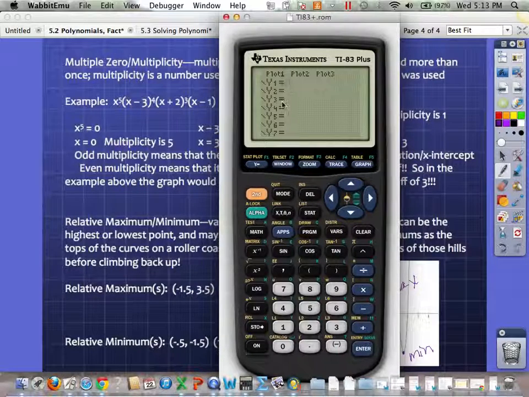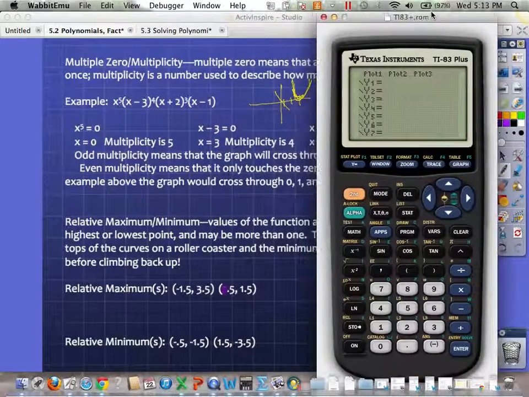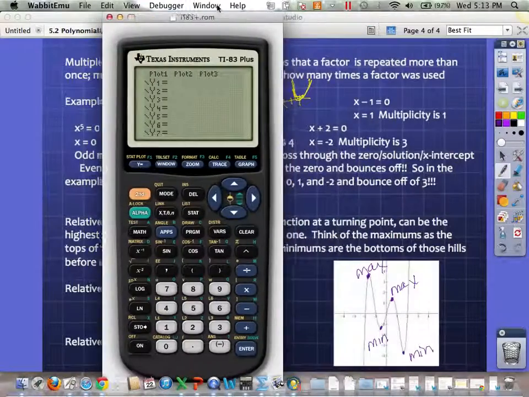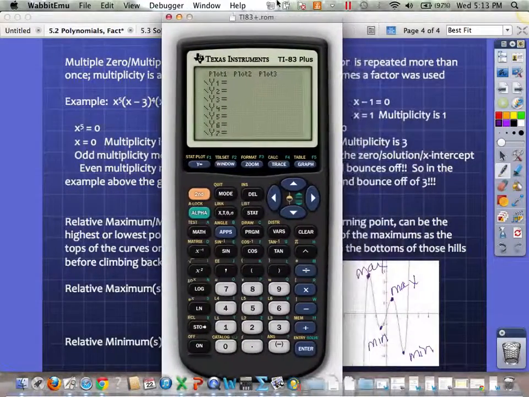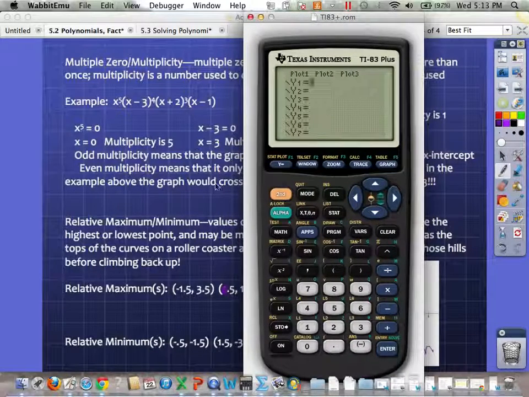Alright, so I'm going to go and type this in. Nope, I didn't even put down the equation. Let's do this one up here. Since we already got it up here, I'll go and type that in. Let's do x to the 5th power, parenthesis, x minus 3 to the 4th power, x plus 2 to the 3rd power, and then x minus 1 minus 1, and graph it.